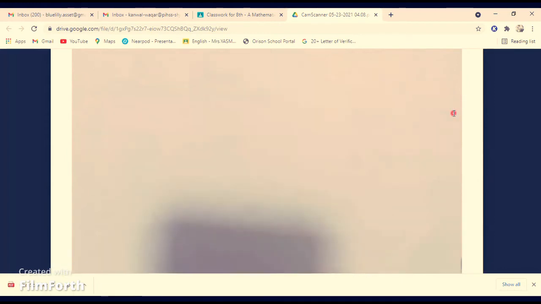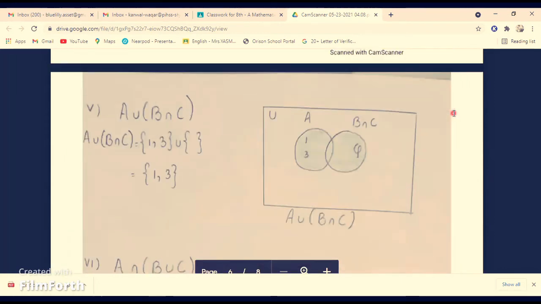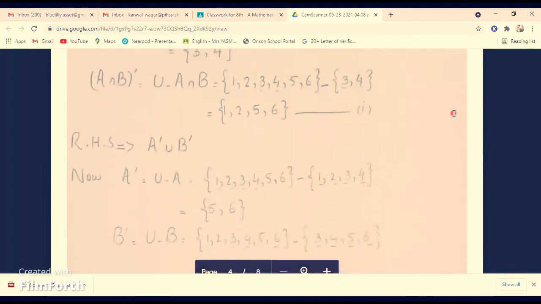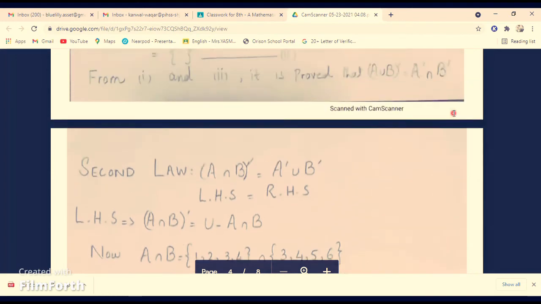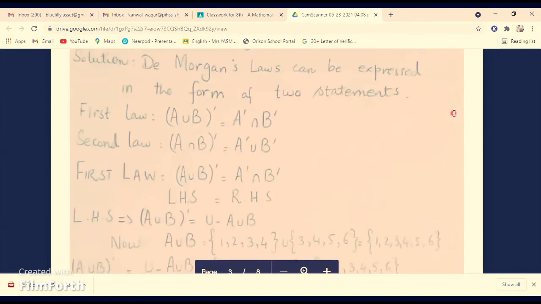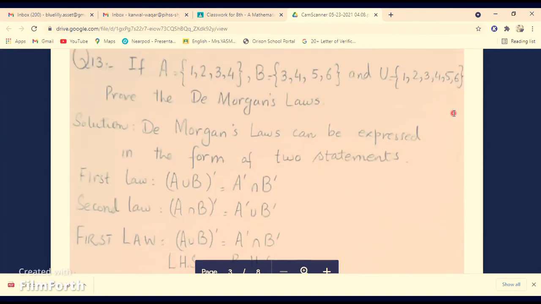Now come to De Morgan's law. What is De Morgan's law? De Morgan's law has two parts. One is related to union. The other part is related to intersection. Whenever this is asked in the question, find out or prove De Morgan's law. For example, question 13: if A is 1, 2, 3, 4, B is 3, 4, 5, 6, and universal set is 1, 2, 3, 4, 5, 6, prove De Morgan's law. De Morgan's law can be expressed in the form of two statements. The first law is based on union.